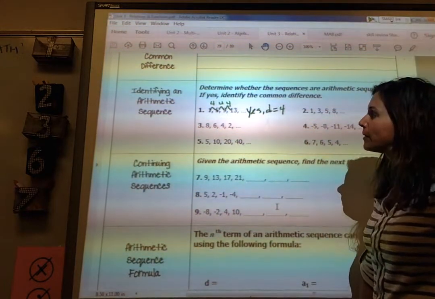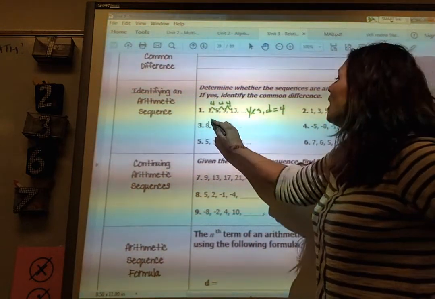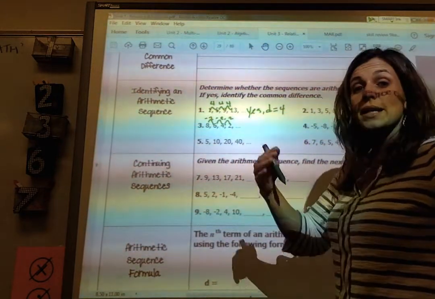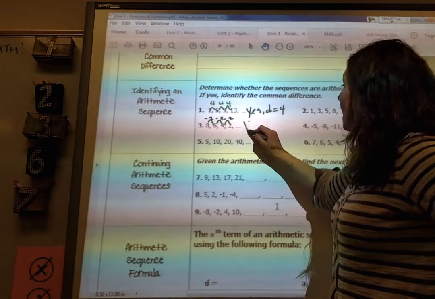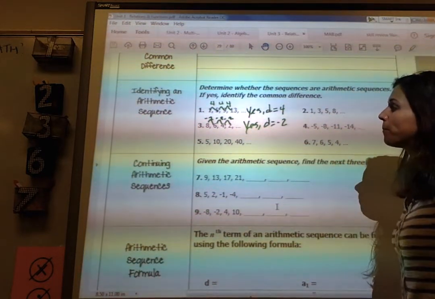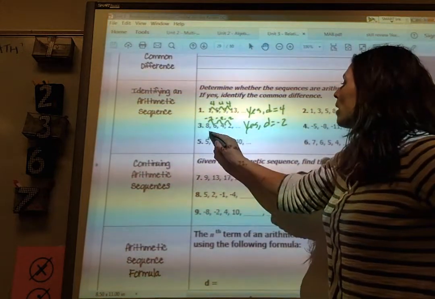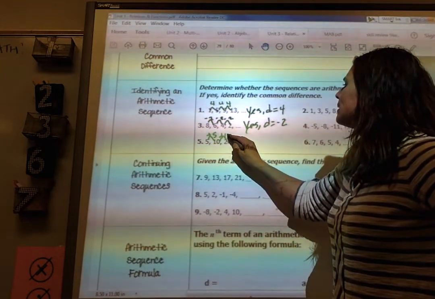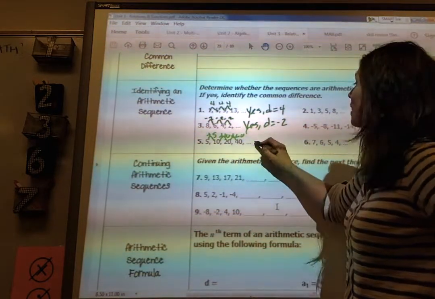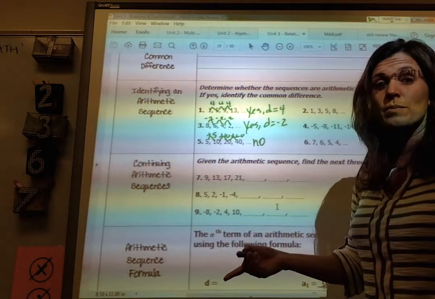That's that common difference. So look at number 3. I'm subtracting 2, subtracting 2, subtracting 2. It's the same. So yes, this is an arithmetic sequence, and my common difference is -2. Here I go, I'm adding 5, adding 10, adding 20. No, not the same. So no, it is not an arithmetic sequence.